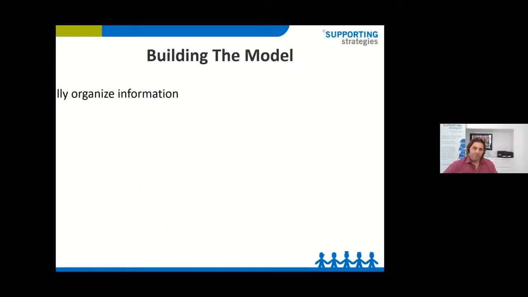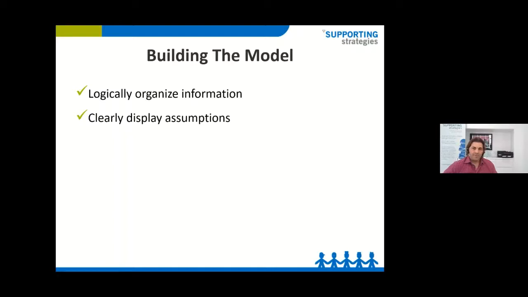Okay, so when you're building the model, you've got to organize your information logically and clearly display your assumptions so that people don't have to guess where these numbers are coming from. It should be pretty intuitive to someone who is familiar with looking at financial models how yours is structured. So follow convention.